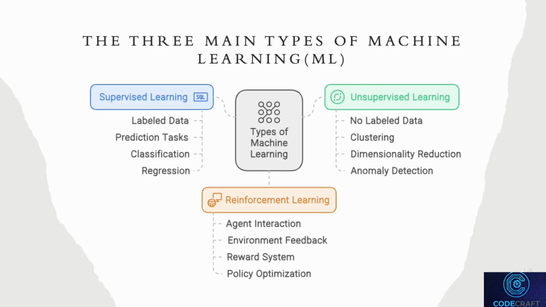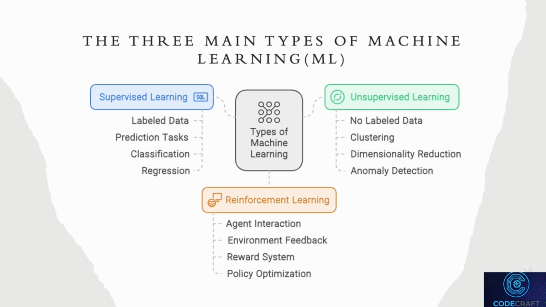All right, so now we're diving into the three main types of machine learning, which are crucial to how we teach machines to learn from data. First, we have supervised learning. This is where we use labeled data, meaning the input comes with the correct output, and the machine learns to make predictions based on this data. It's often used for tasks like classification and regression, where the goal is to predict outcomes or categorize data.